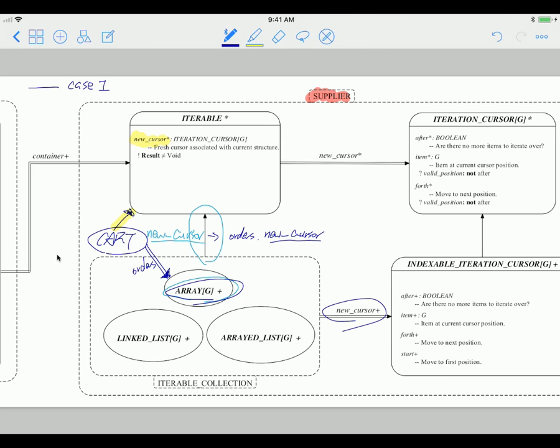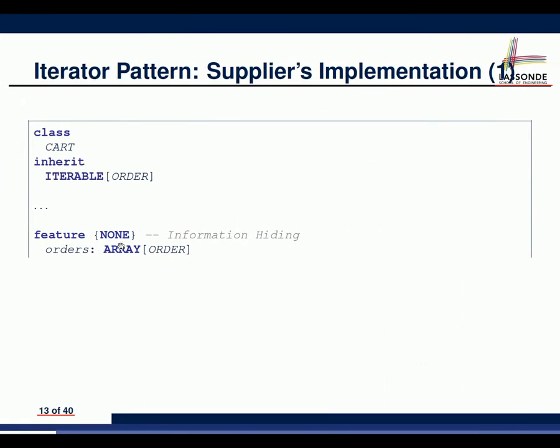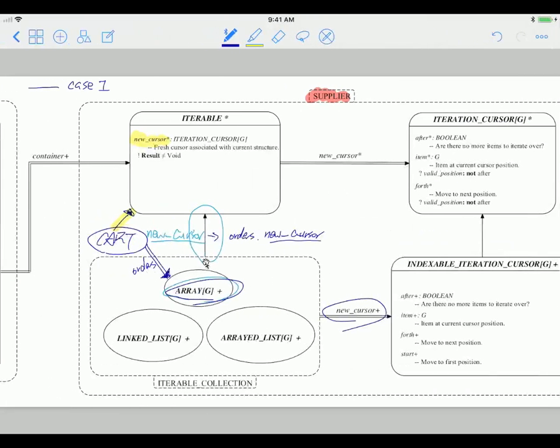Any question about the first case? Yes. Orders, you mean the declaration? Yes. If you look at the Eiffel code, you can see that's the only attribute for implementation, which is an array of order. That is why we have a client-supplier relation here.